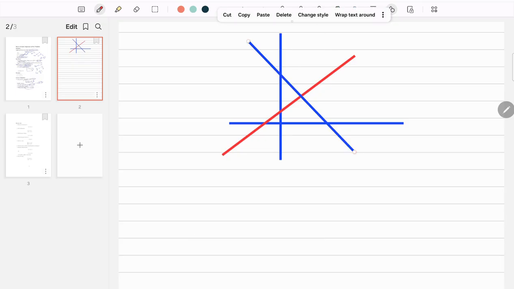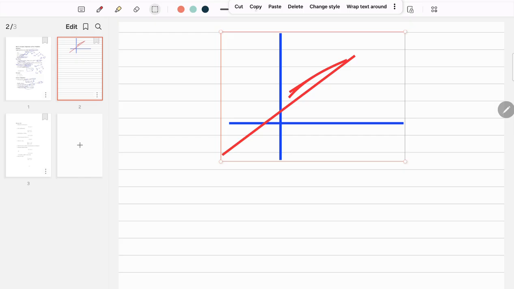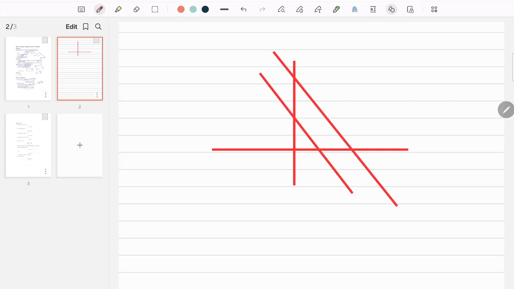If these lines are parallel, then they have no solutions because they never intersect each other. So they have no solution in that case.